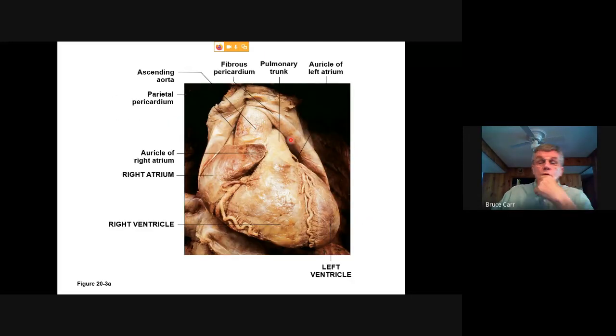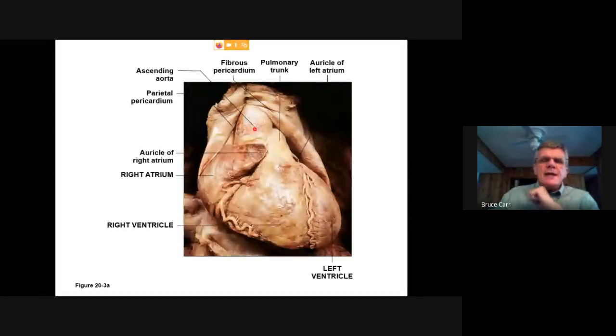This is a real heart with the fat removed, and you can see the massive right ventricle and the entrance into the pulmonary trunk. Here is the right atrium and its outer auricle, and the way these vessels are braided together is indicative of the connections and connective tissue that forms between them.